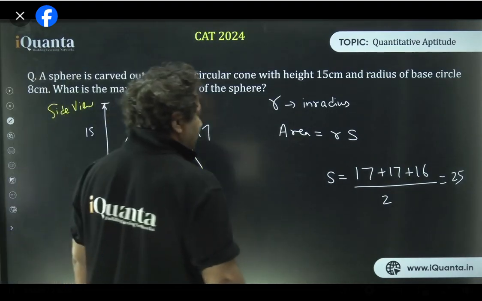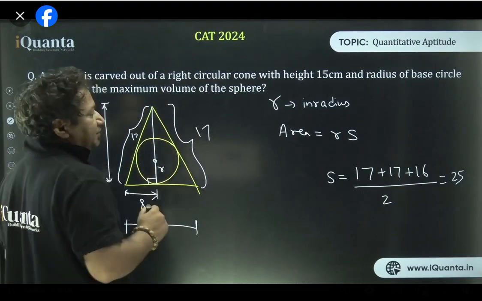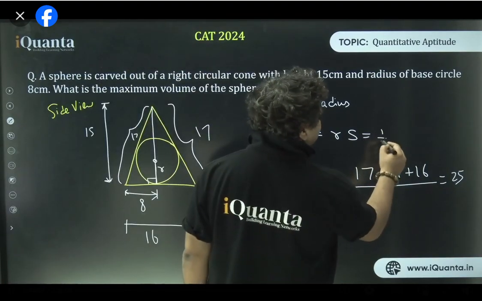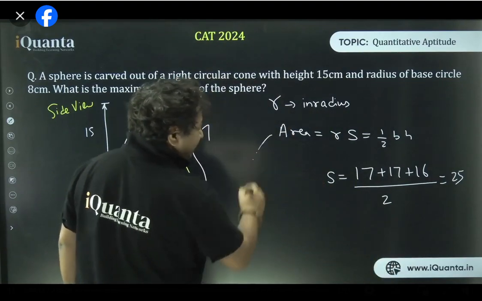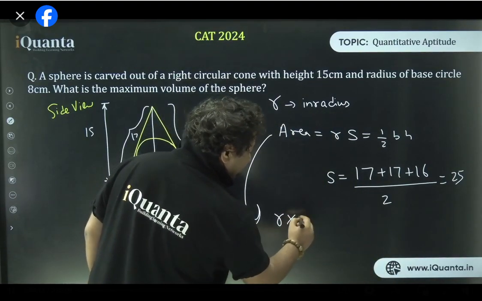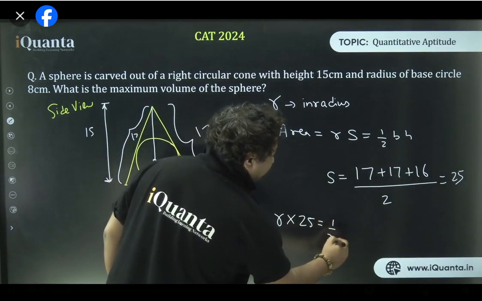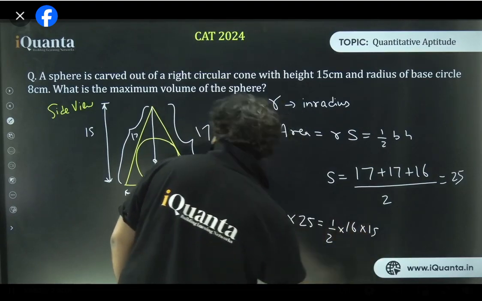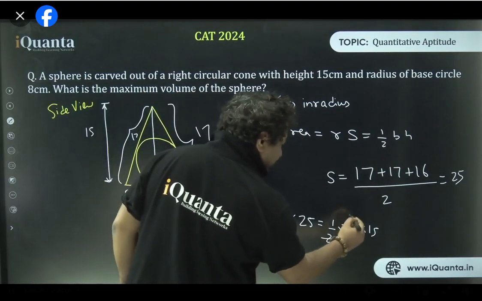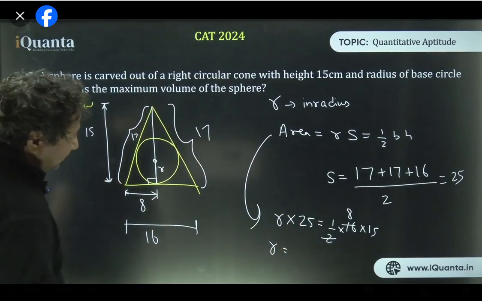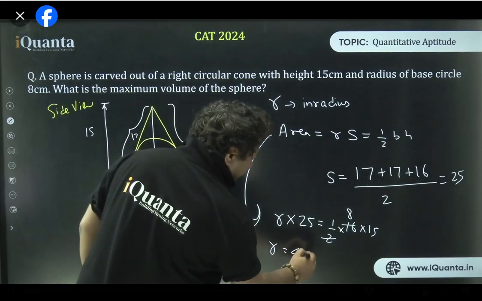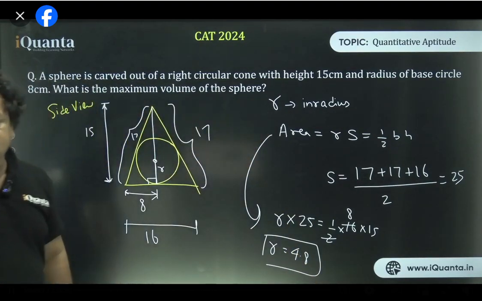25. And the area of this triangle is also half into base into height. So the base is 16, the height is 15, and we got the value of S also. So let us equate it. R times 25 must be equal to half times 16 multiplied by 15. 2 8s are 16. Let's calculate that. The value of R will be 24 by 5, 4.8. That will be the value of the radius.